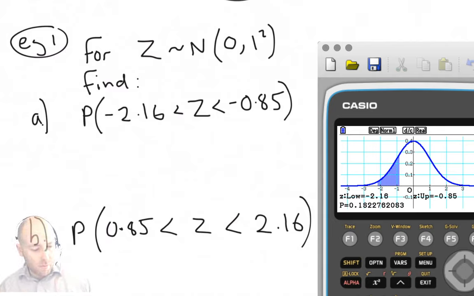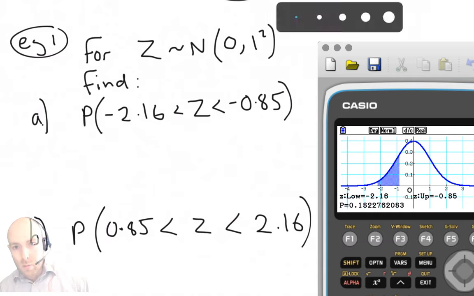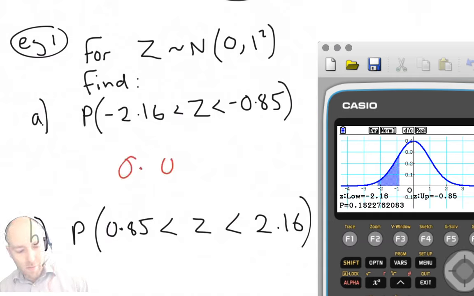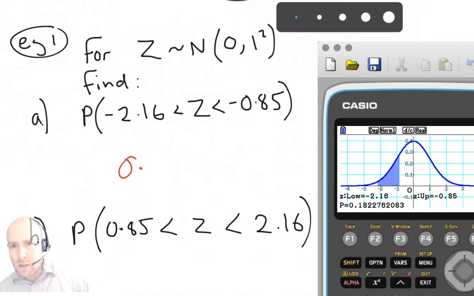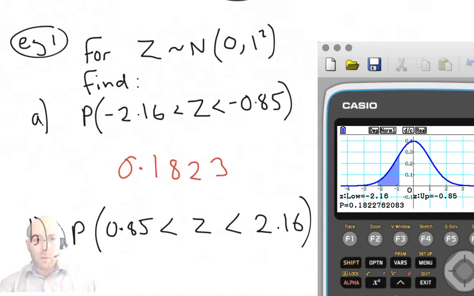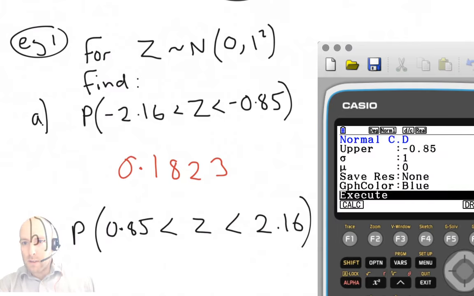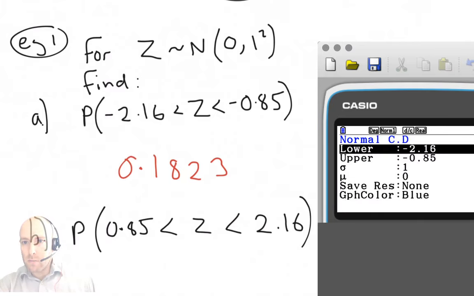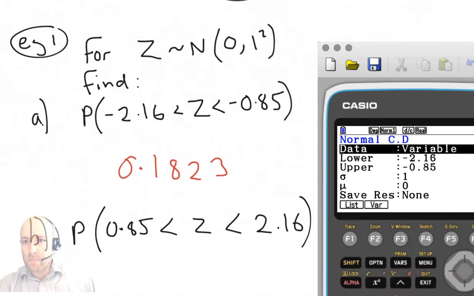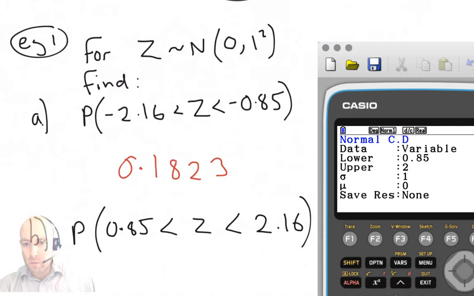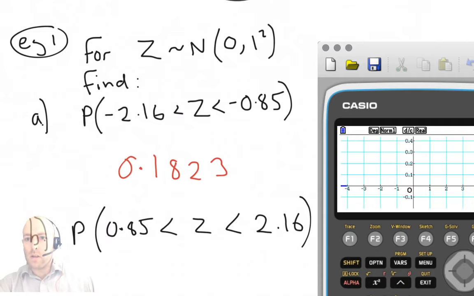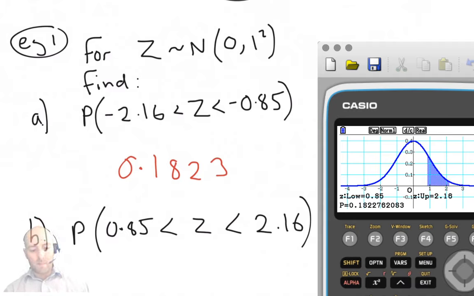Well done, Ollie. Good job. 0.01823. Good. And the other one, the reason I wanted you guys to do this was to show you that if you put in the other values, the region is actually the same region. So lower 0.85, upper 2.16. Sketch it. Same region, different place, so we get the same value for that one. Cool. Right, well done. Next slide then.